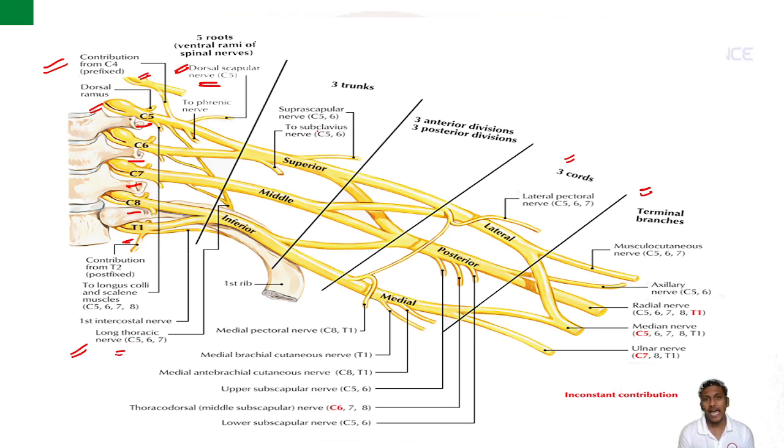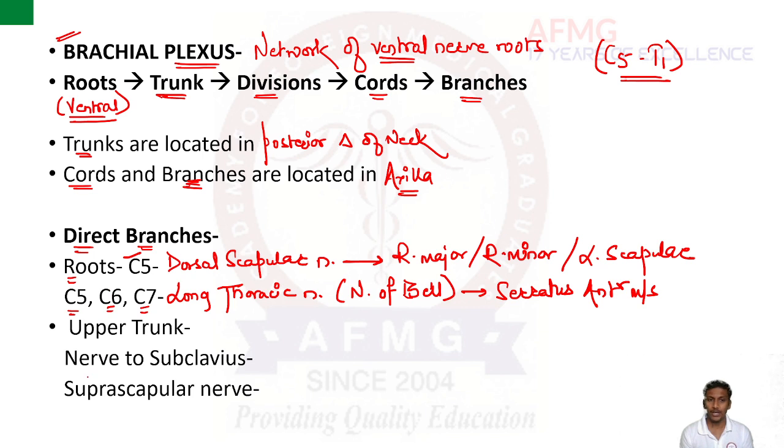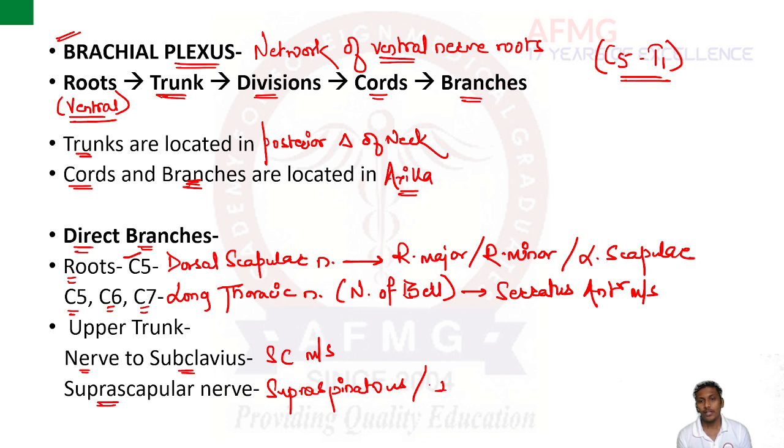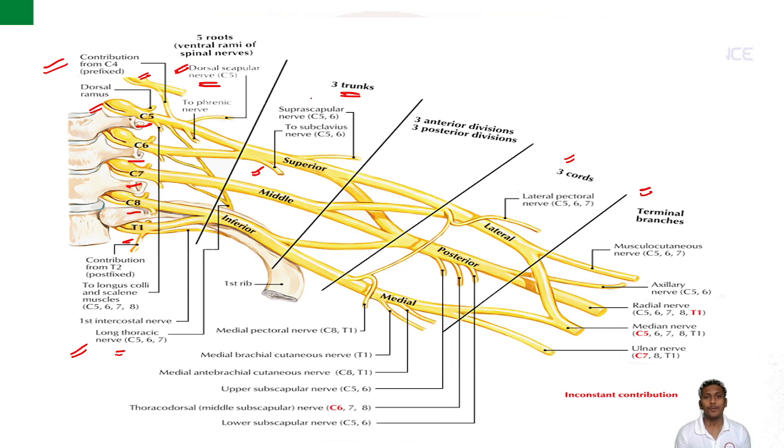Next, just like the dorsal scapular nerve and the long thoracic nerve arising from the nerve roots, we have some direct branches from the trunks as well, and they are mainly seen from the superior or the upper trunk. So the direct branches from the upper trunk are two again. First is the nerve to subclavius, which will innervate the subclavius muscle, whereas the other is your suprascapular nerve, which will innervate two muscles: first your supraspinatus muscle, and second your infraspinatus muscle. So please remember, the two direct branches from the upper trunk are the nerve to subclavius and the suprascapular nerve.